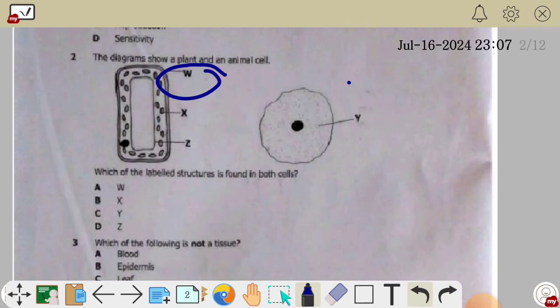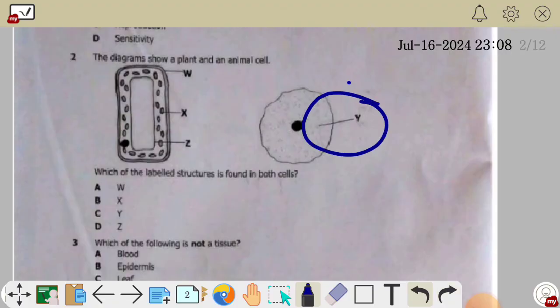So now, let's first label these parts of the plant cell and also the animal cell. In a plant cell, W represents a cell wall, and we know that a cell wall is only in plant cells. Then Z is the vacuole, and a vacuole is mostly found in a plant cell. X is the chloroplast, in which chlorophyll is contained. Then Y here is the cytoplasm.